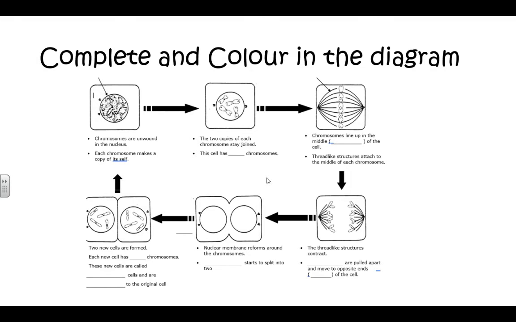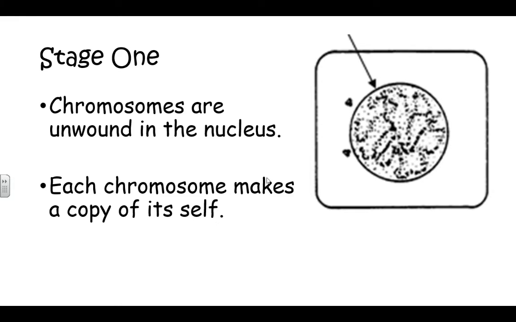I'm going to zoom in on each of these squares, the 6 squares in turn, and talk through what's happening to fill in the blanks. So in stage 1, the chromosomes are unwound in the nucleus. Each chromosome makes a copy of itself.